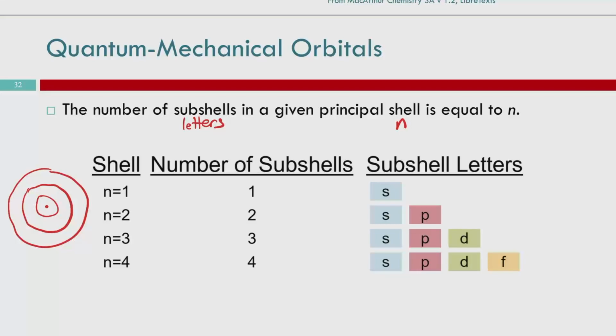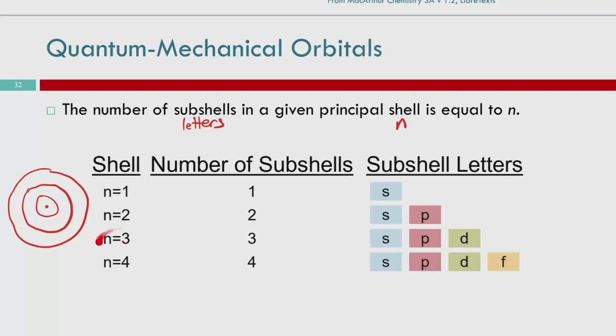So for our n equals 1, we just have s. When we bump out to our shell number 2, a bigger shell, we now have 2 subshells, 2 shapes, 2 letters. Those 2 letters are s and p. So s for sphere, it's the same as our 1s, it's just bigger. And 2p, we've got that pz, px, py, 3 different peanuts.